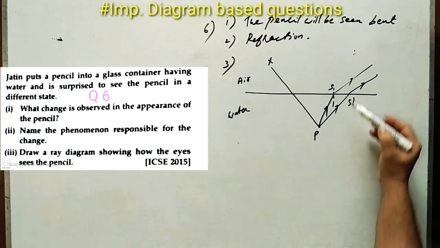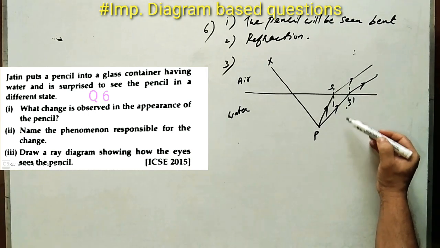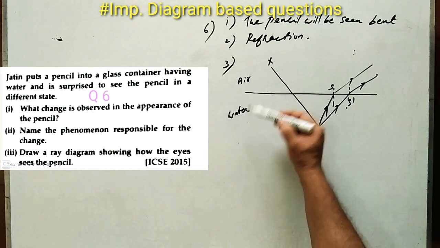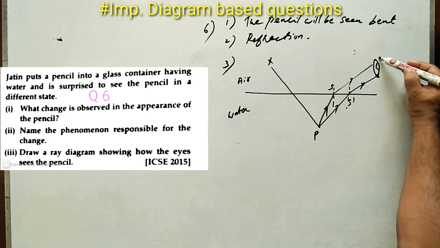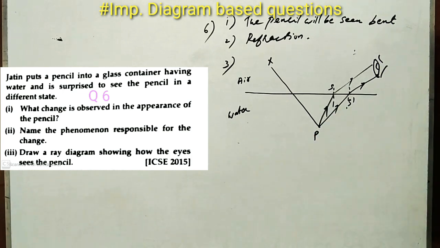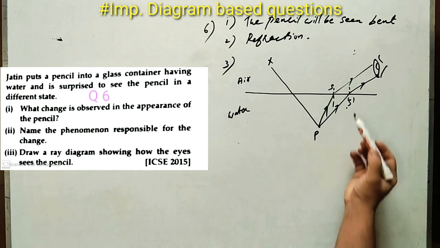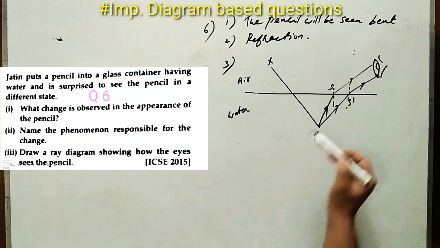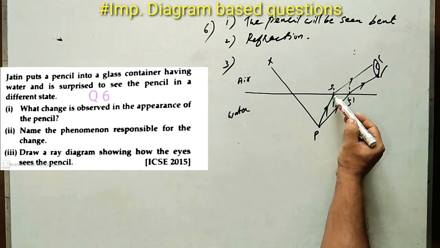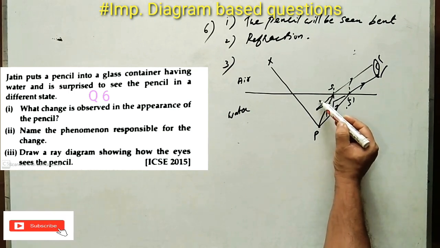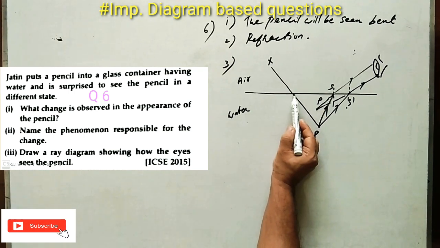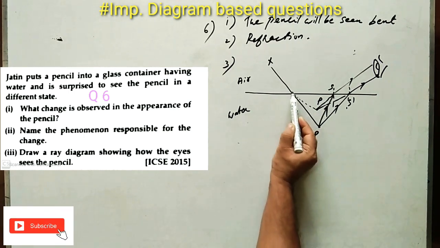Why is it refracted and bent away from the normal? Because it is traveling from water to air, denser medium to rarer medium, and it reaches the eyes of an observer. Here the observer is looking at the pencil from the rarer medium. For the observer, how does the pencil look? Where is the image of the point P? You have to produce the rays backward. So it appears to be raised at the point P dash.